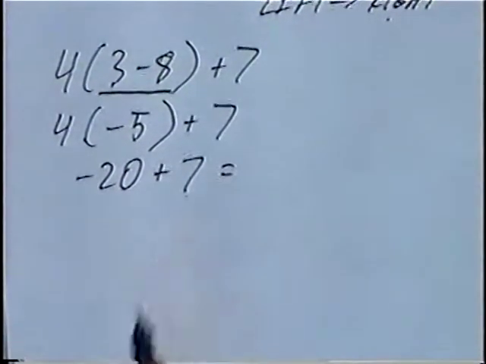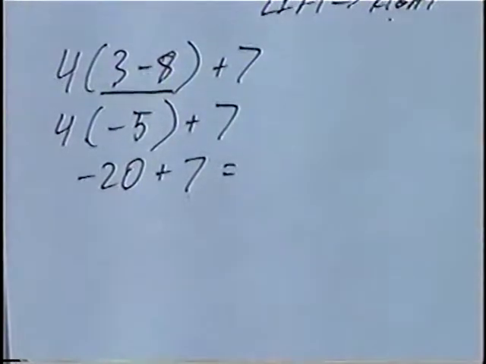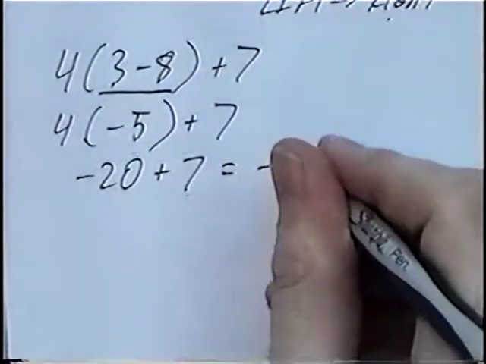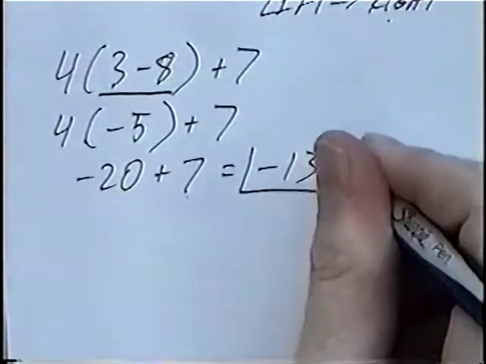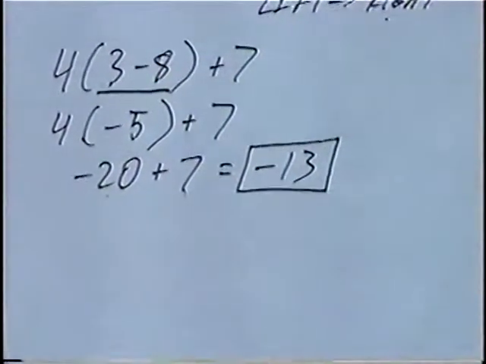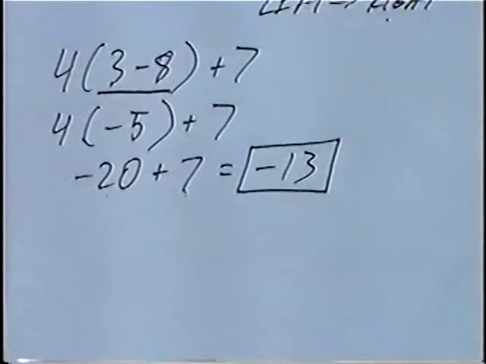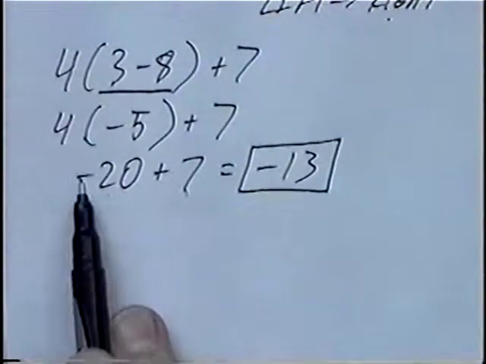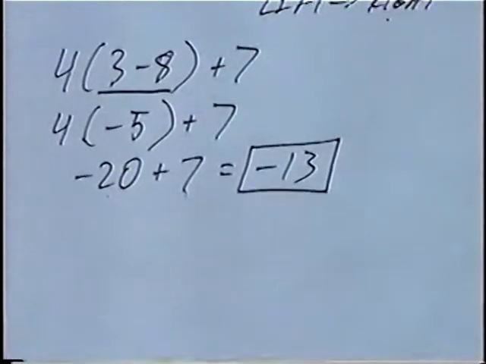Final answer, negative 20 plus 7 would be negative 13. We have different signs, positive and negative numbers, so we'll subtract those. 20 minus 7. 20 is the bigger number, so the negative stays on there.